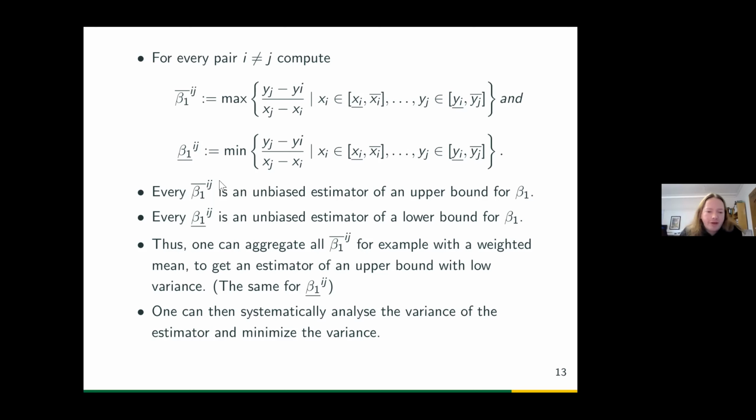And you can simply then, with every such estimator, aggregate them with, for example, the weighted mean. You can also take a weighted median or something like this to make it more robust and so on. There are many possibilities. But then with this, you can get an estimator of an upper bound. And if you weight the estimators in the right way, then you can make it in such a way that the variance of this estimator is minimal. So one can, because it's not too complex here, really analyze systematically the variance of this estimator.